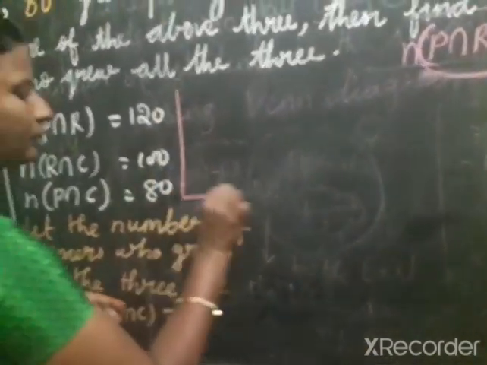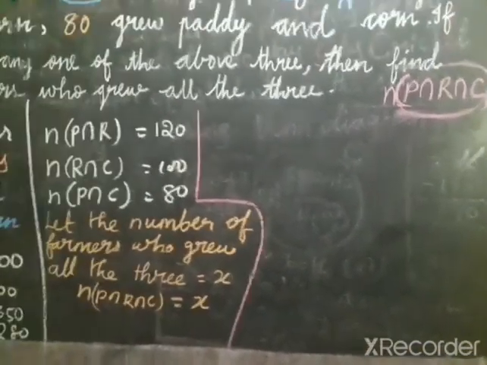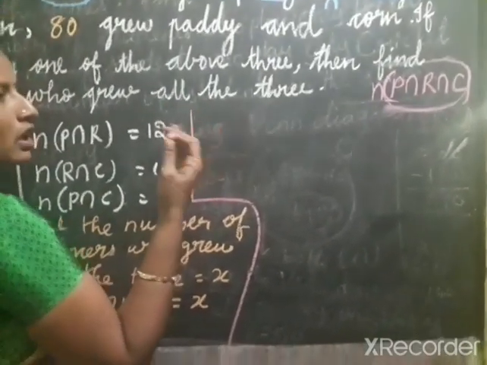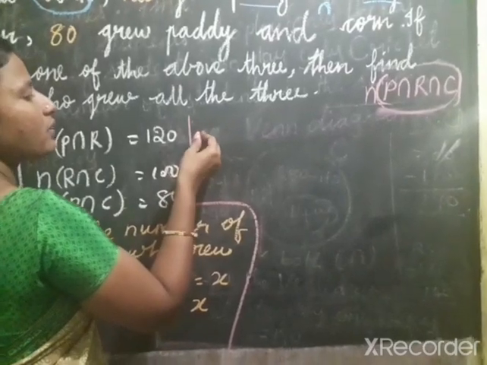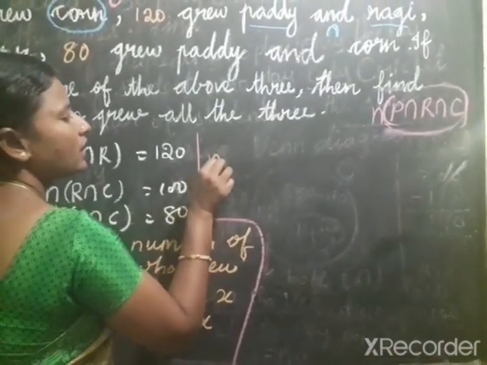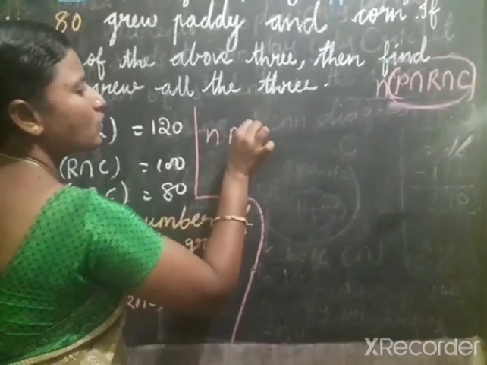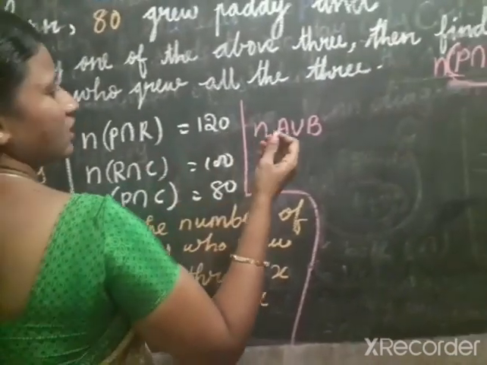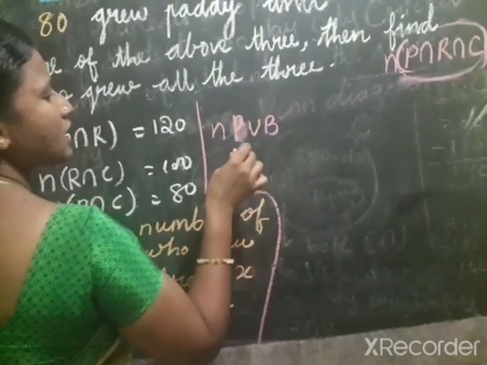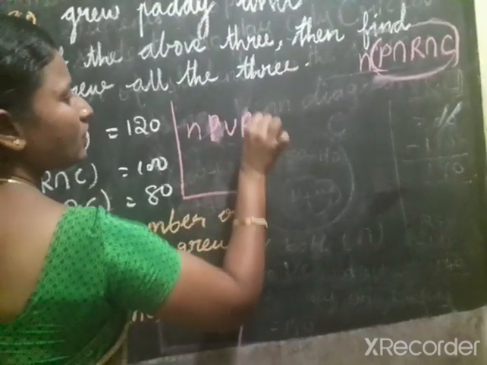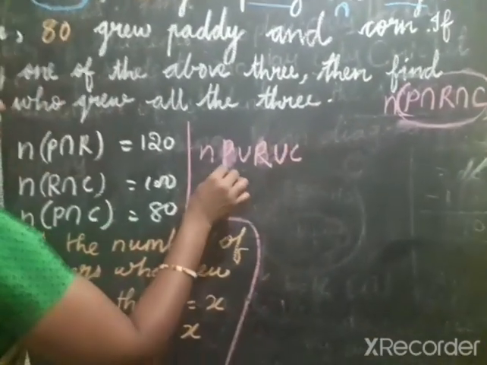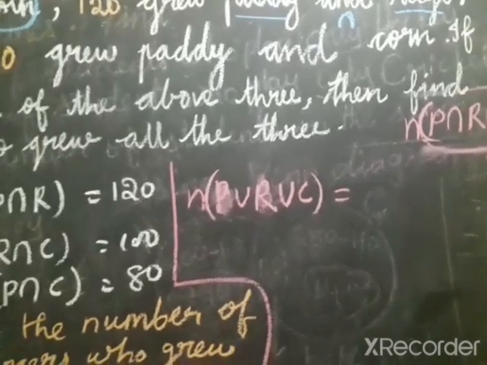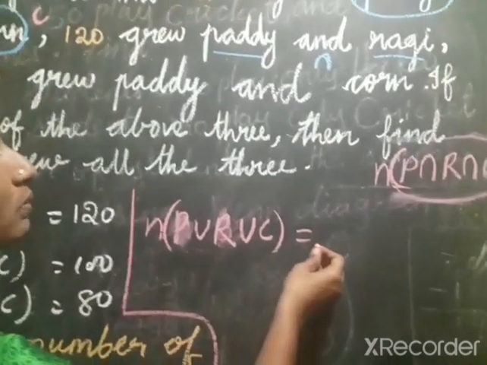What is the formula? If three sets are given, we have to write the three-set formula. You know the two-set formula very well, now only I told that formula. For three sets, the formula is N of A union B union C. Sorry, we give the letters P for paddy, R for ragi, and C for corn. So we have to give the name: paddy union ragi union corn. N of P union R union C means what is the formula?